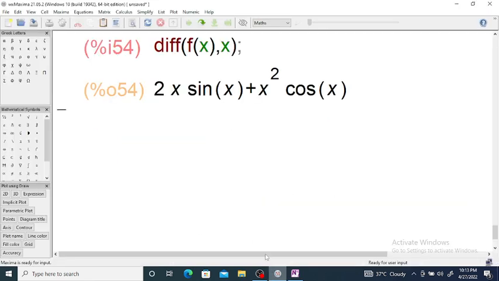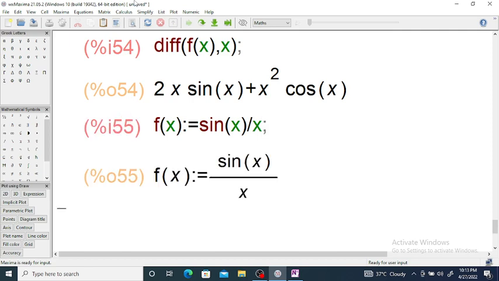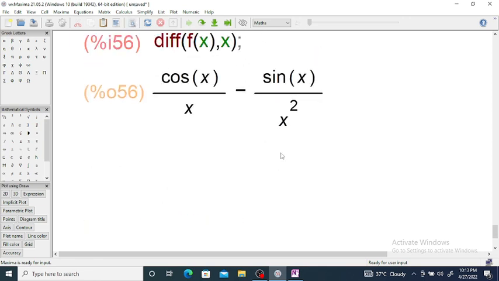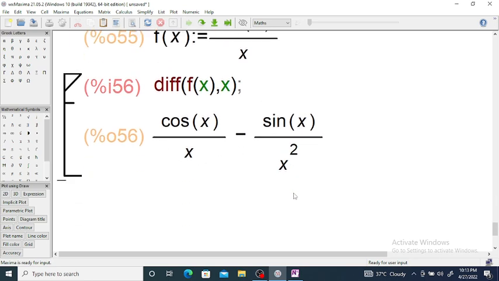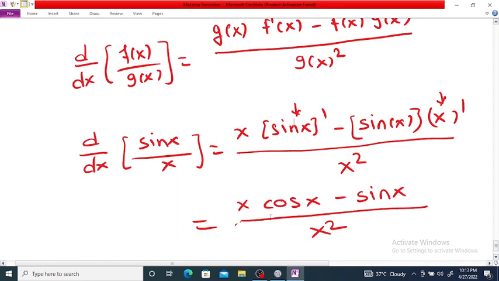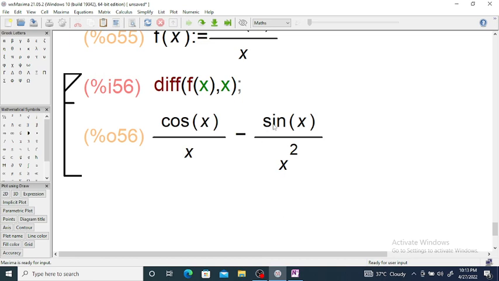So in Maxima, if we enter f of x is equal to sine x divided by x, and derivative of f of x, independent variable is x, then it is equal to, you can check here, cos x divided by x minus sin x divided by x square. But the value we calculated is x cos x minus sin x divided by x square, while here it is cos x divided by x minus sin x divided by x square.